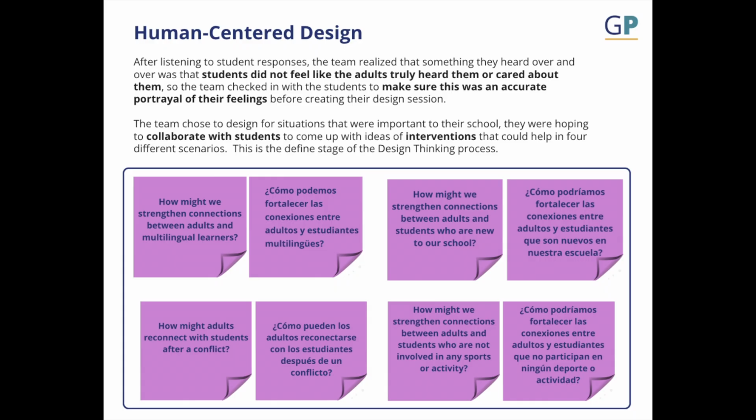Applying the design thinking process, empathy, and define stages, the team chose to solicit student feedback on their plans in order to collaborate on potential interventions that applied to their local context. Through conversations with students, the team asked and answered questions like, how might we strengthen connections between adults and multilingual learners? Or, how might adults reconnect with students after a conflict? Students, teachers, and district volunteers sat alongside each other to brainstorm as many ideas as they could.